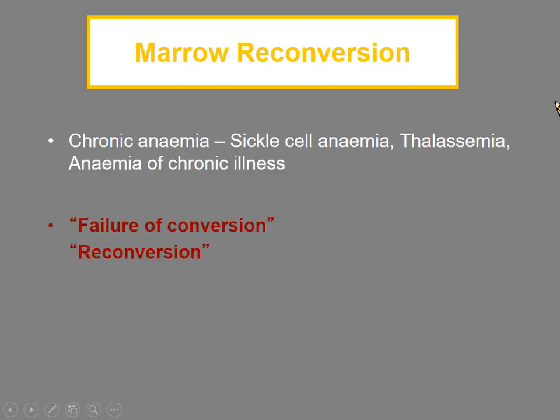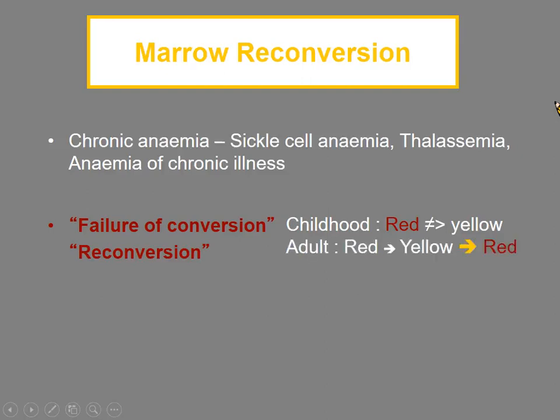Now, you may come across the terms failure of conversion and reconversion. What is the difference? The difference is really in the time of onset of the disease. In failure of conversion, the disease begins early in life, in childhood, such that the red marrow does not convert to yellow marrow. Whereas in reconversion, the disease begins later in life, in adulthood. In this case, the red marrow has converted to yellow marrow, but in response to the increased need for more hematopoietic tissue, it then converts back to red marrow.